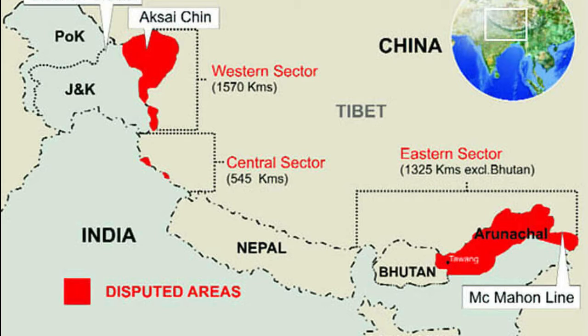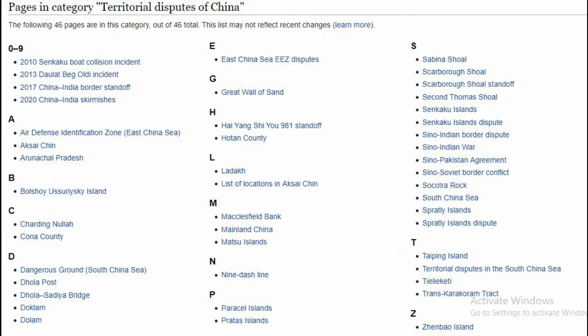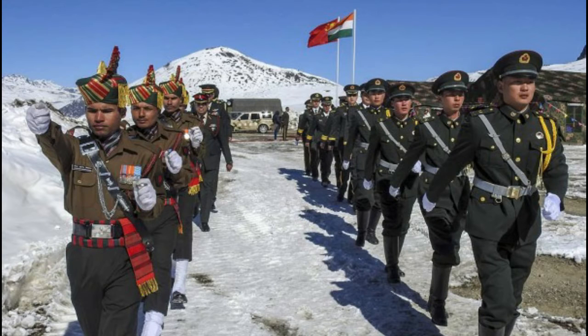And all the 3 sectors are disputed territories. Yes, all the 3 sectors are disputed. This seems quite weird, but when you know that China has border disputes with all 14 of its neighbors, things become quite acceptable. So in this video, we will discuss the historical aspect of the Indo-Sino border dispute.